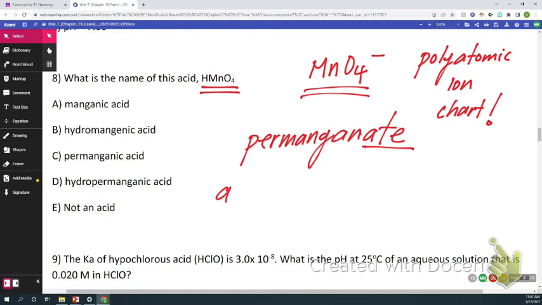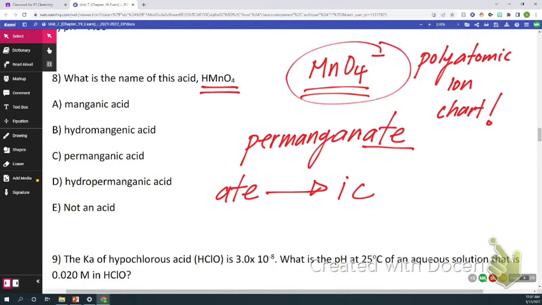What do you do with ate? What did you eat? You ate something icky. Very nice. So ate turns into ick when it becomes an acid. So permanganate, which this is, but now it's an acid because of the H. The H is what makes it an acid, right? So the name of this is, the ate turns into ick. So the final answer is permanganic acid.